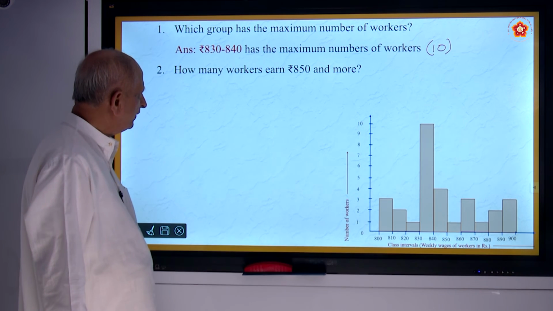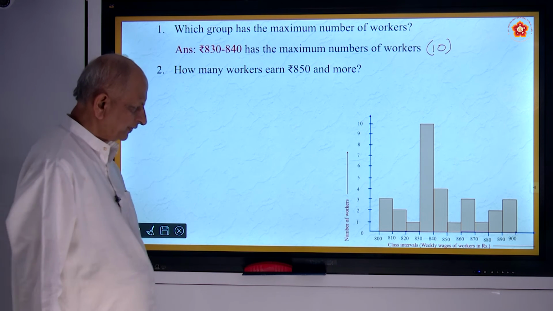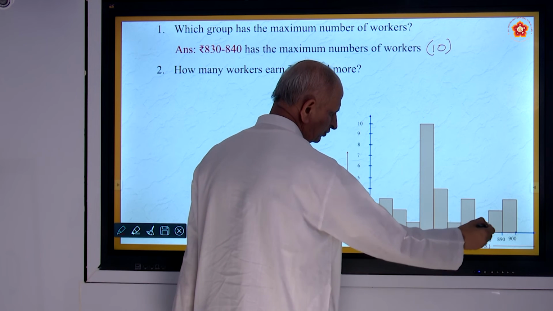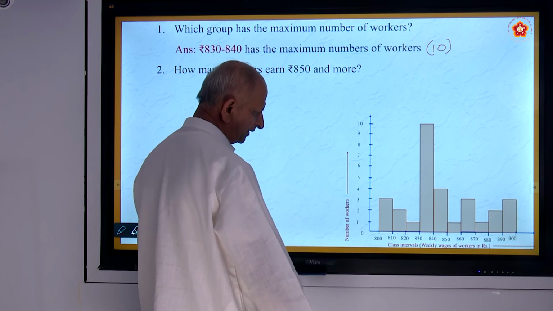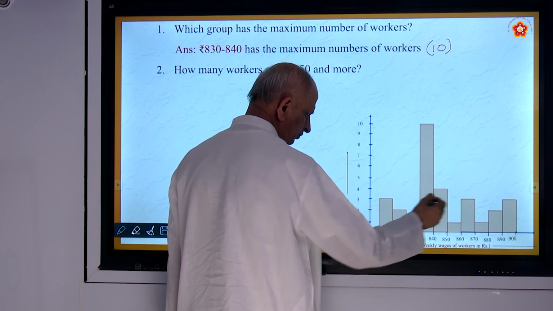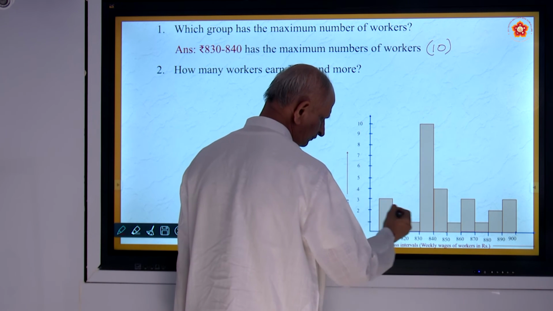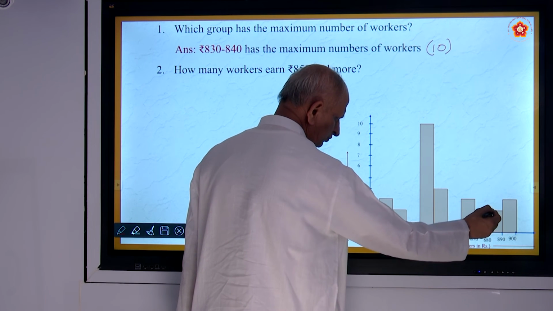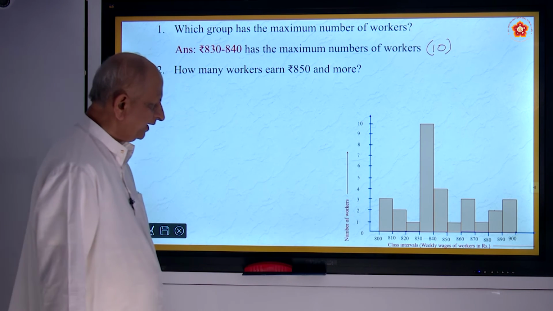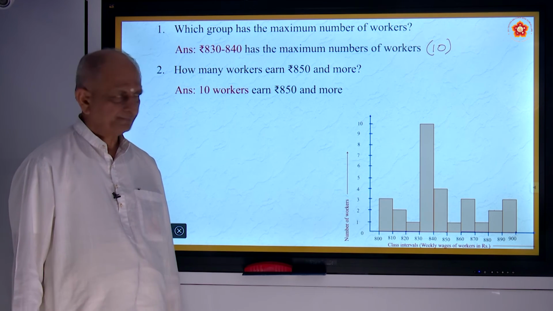And then, how many workers earn rupees 850 and more? 850 is here. From here to 900, how many workers are there? They are asking. 1, this is 3, 1 plus 3, 4, 5, 7, and then again 3, 10. So there are 10 workers at 850 and above.